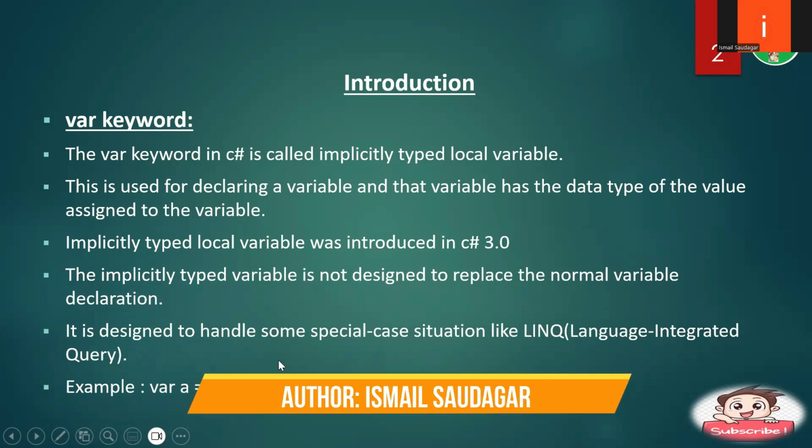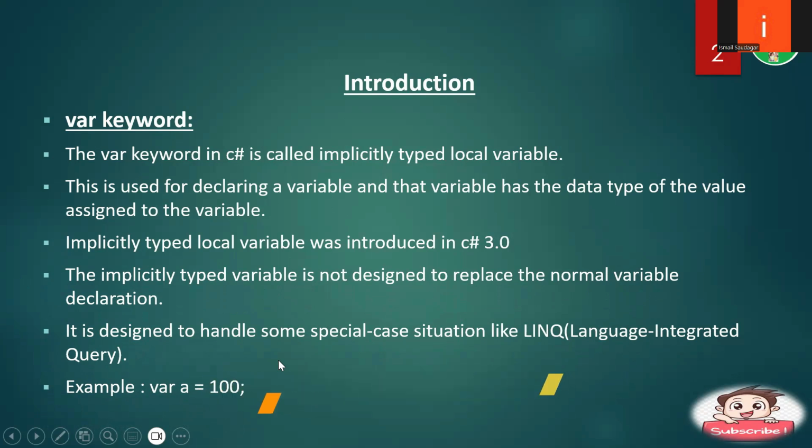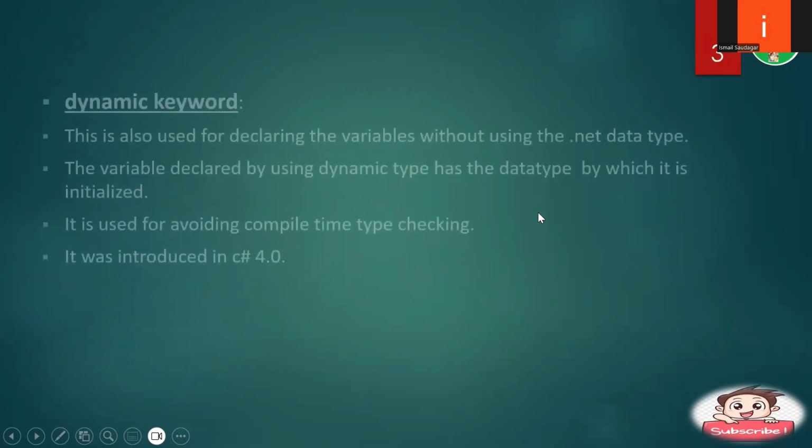Here I have given the example of declaring a variable by using the var keyword. So here I am writing var a equals 100. So here the data type of a will be integer because 100 is an integer value. So the data type is decided by the value assigned to the variable.